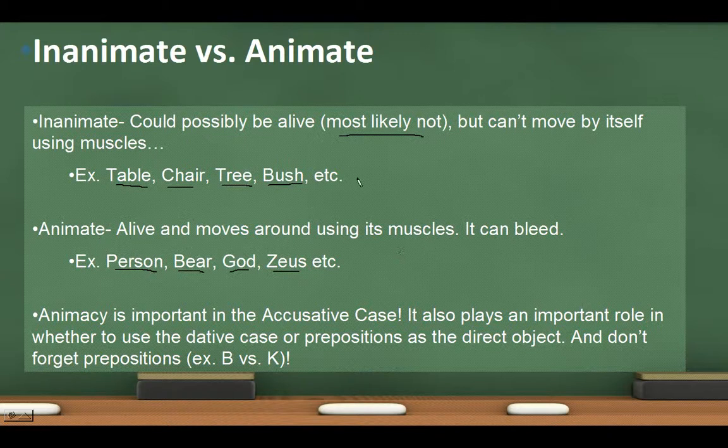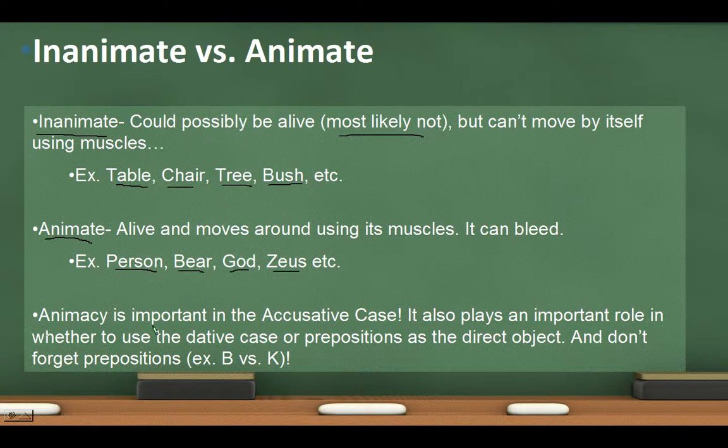I think the words for animate and inanimate in Russian are одушевлённый and неодушевлённый. And that basically means whether or not it has a soul. So you can think of a person and a bear having a soul, but a table, a chair, and a tree, they don't really have a soul. That's the way that the Russians sort of put it.